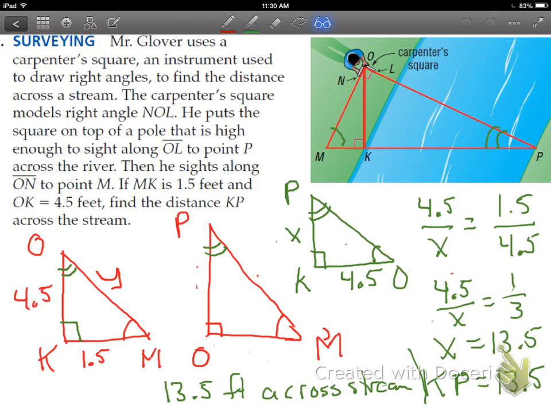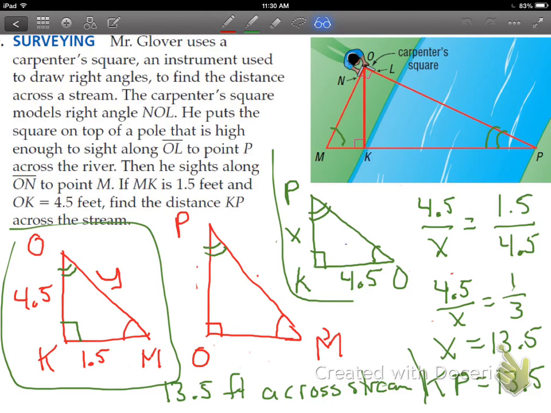Okay, the third triangle then has the 2-mark angle, the right angle, and we could reason it has the 1-mark angle. Using triangle OKM and triangle PKO, since they're similar, we can form ratios of corresponding parts to find the length of PK and therefore the distance across the stream from K to P at 13.5 feet.